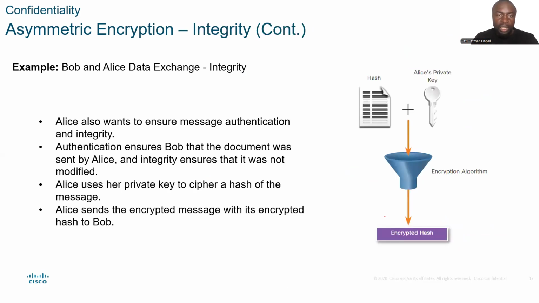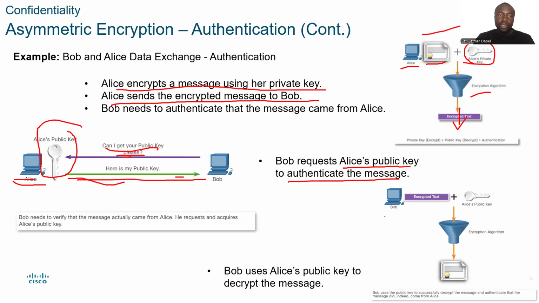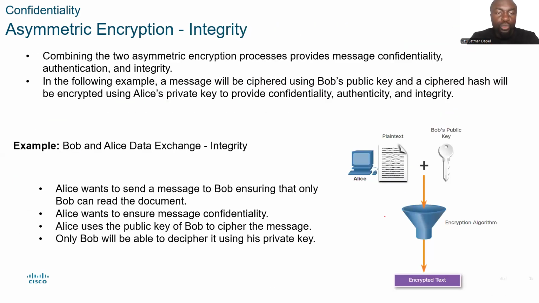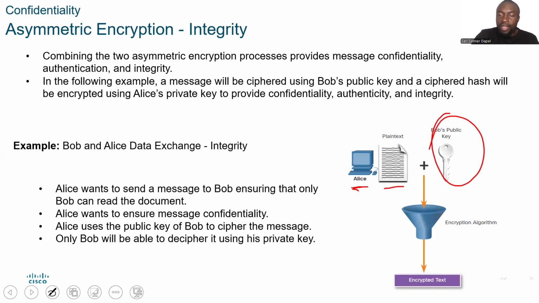Now, let's continue. Combining the two asymmetric encryption processes provides message confidentiality, authentication, and integrity. In the following example, a message will be ciphered using Bob's public key, and a ciphered hash will be encrypted using Alice's private key to provide confidentiality. Okay, this is the message. This is Bob's public key plus Alice's private key. And then the message is encrypted.